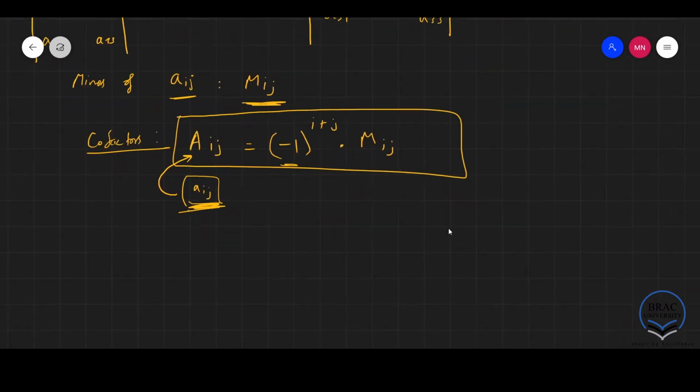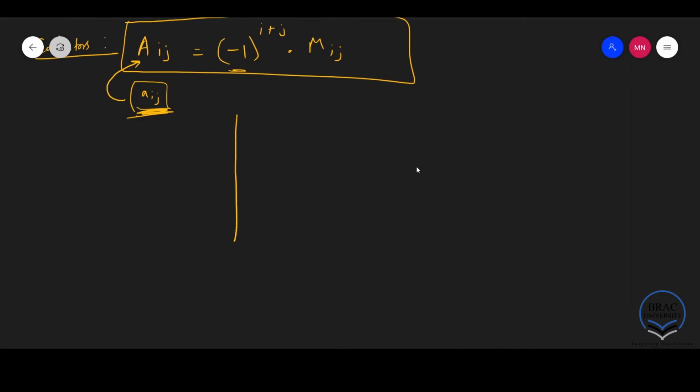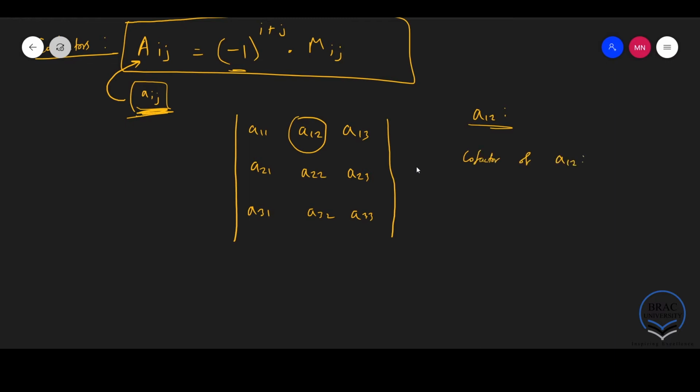So, for example, if I go back to my determinant of the coefficient matrix, and consider the entry A12, then the cofactor of A12, which we can write as capital A12, will be equal to -1 to the power of i plus j. i is this subscript and this is my j, right? So I will have 1 plus 2, times the minor of the entry A12.